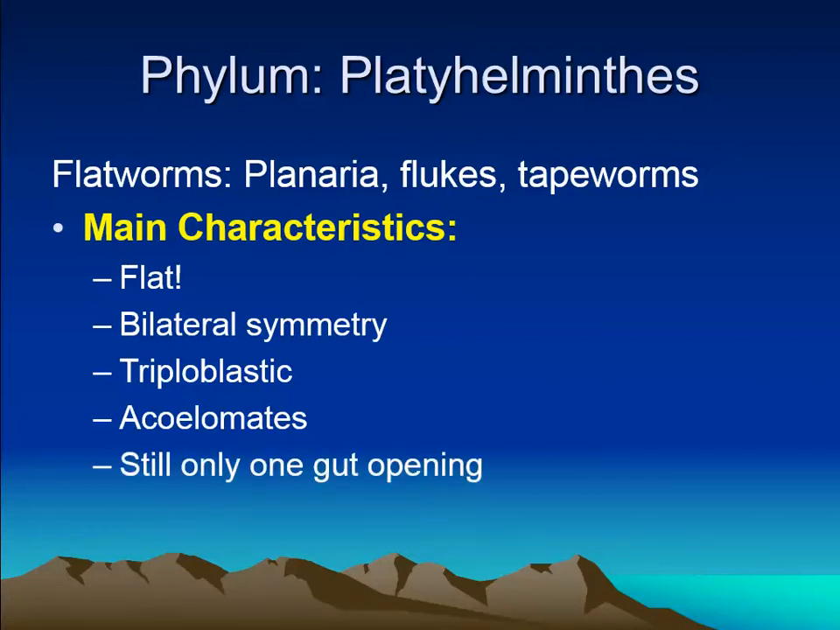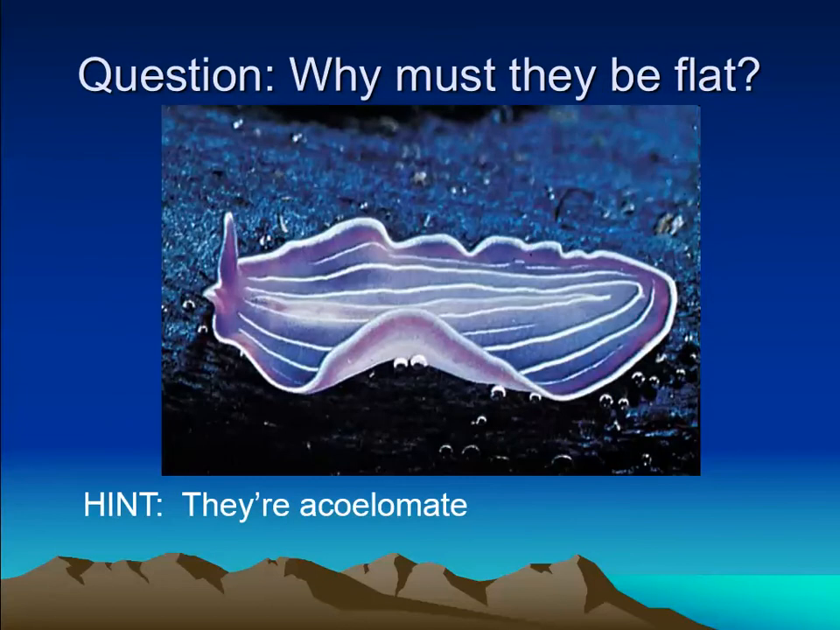And flatworms still only have one gut opening. So it's not going to be as obvious as it was with the jellies and the hydra, but planaria and tapeworms, flukes, this grouping still only have one opening, a gastrovascular cavity. The mouth is the anus. All right, so one question we should address is, why do they have to be flat? I mean, this is the characteristic of this whole phylum, flatworms. So here's the hint. Remember, they're acoelomates.